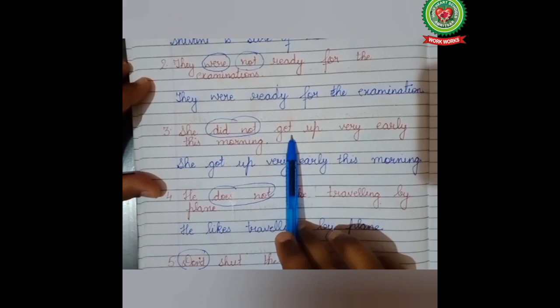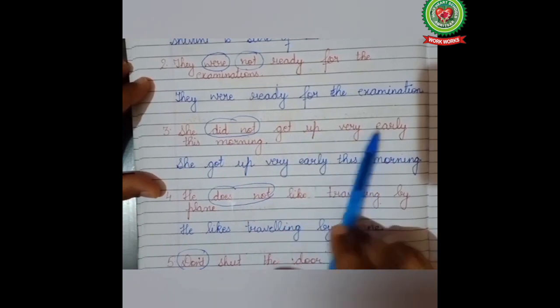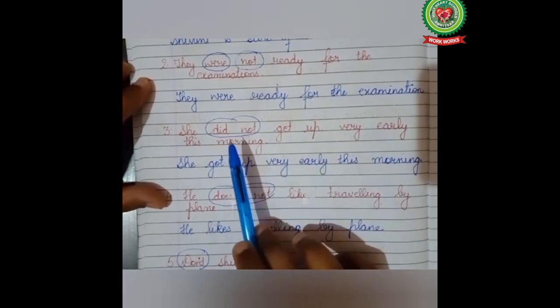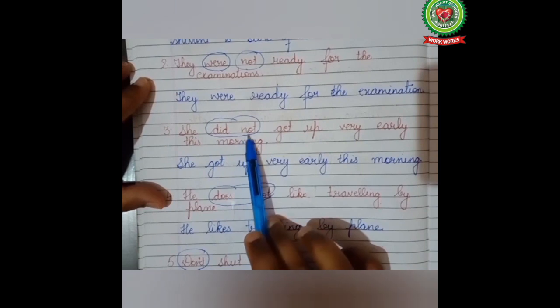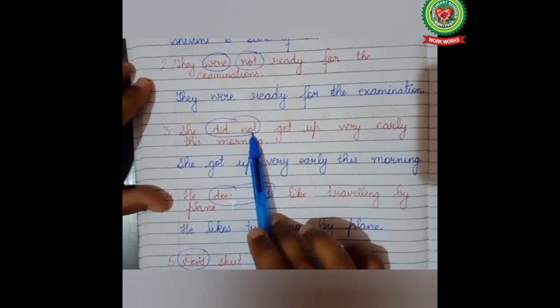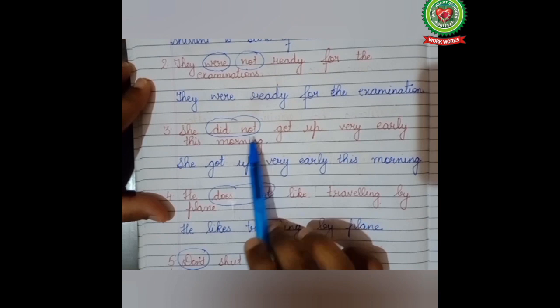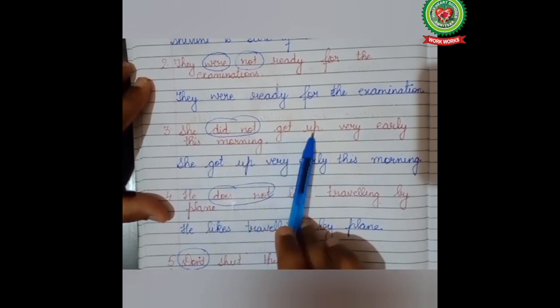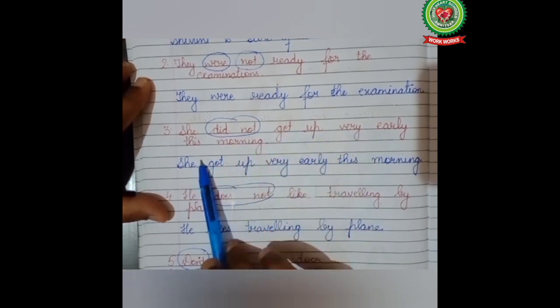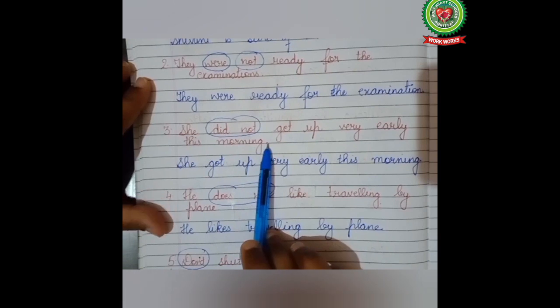She did not get up very early this morning. Did not shows it is simple past tense. And in simple past tense, for changing into affirmative, we use the past form of the verb, the second form of the verb. So our answer is she got up very early this morning. Full stop.